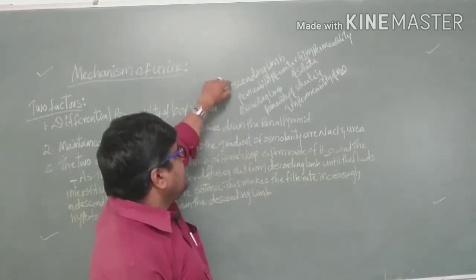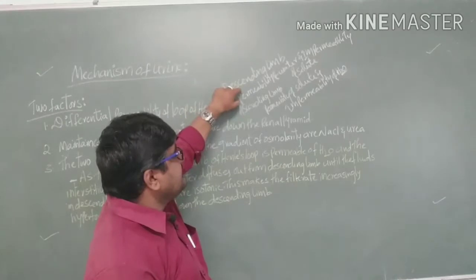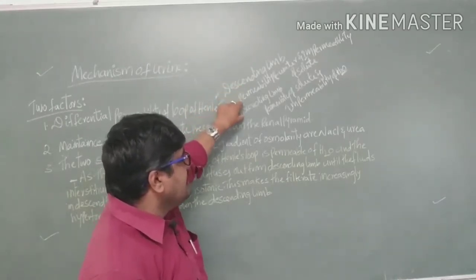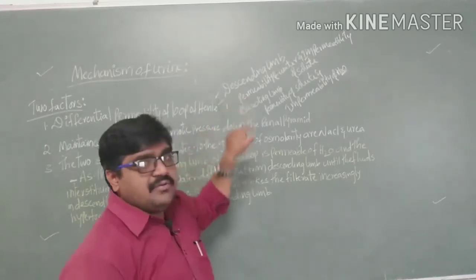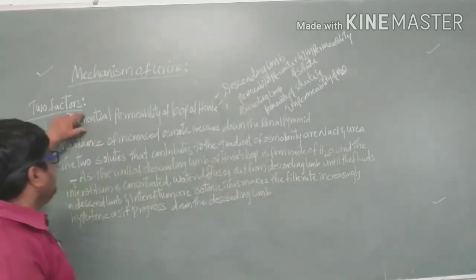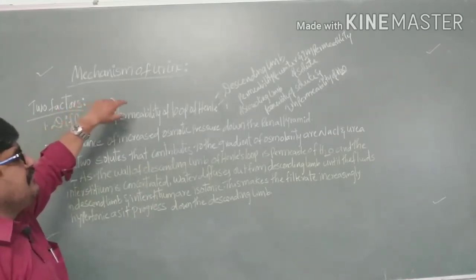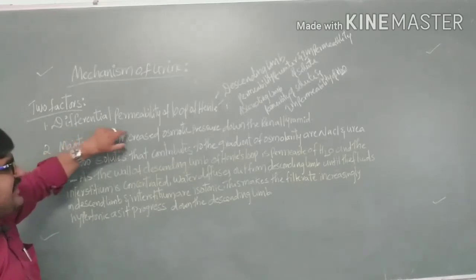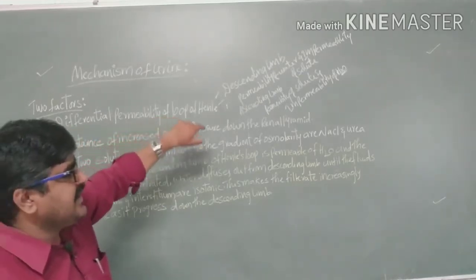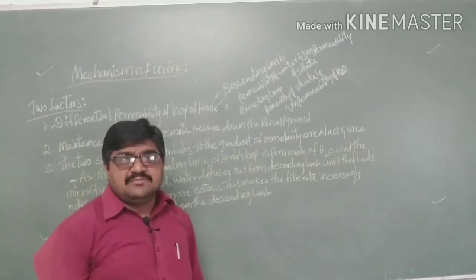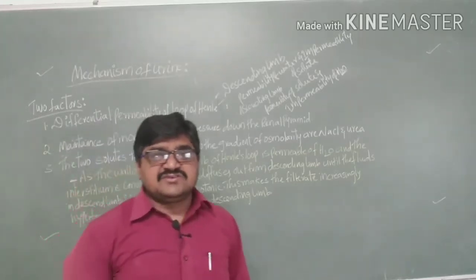So the descending limb is mainly meant for permeability of water and impermeability of solutes, and the ascending limb is permeable to solutes and impermeable to water. This is where the differential permeability of the loop of Henle takes place, and also the maintenance of increased osmolality down the renal pyramids. Osmolality here means that of the interstitium.